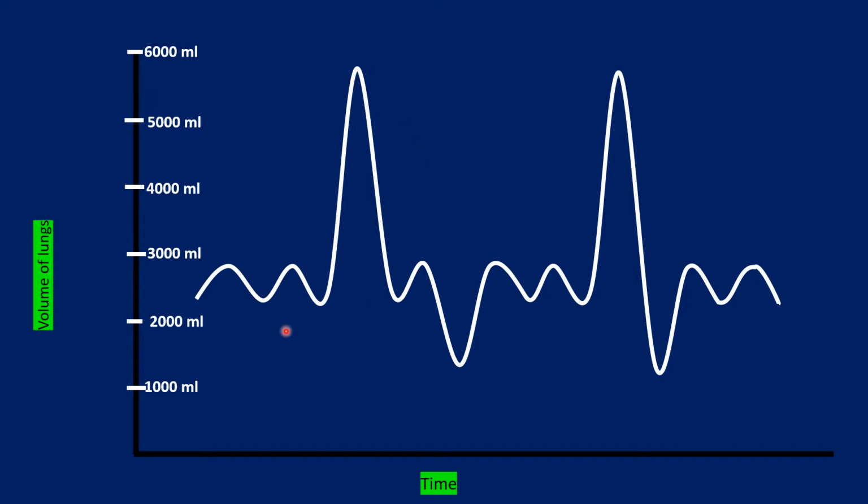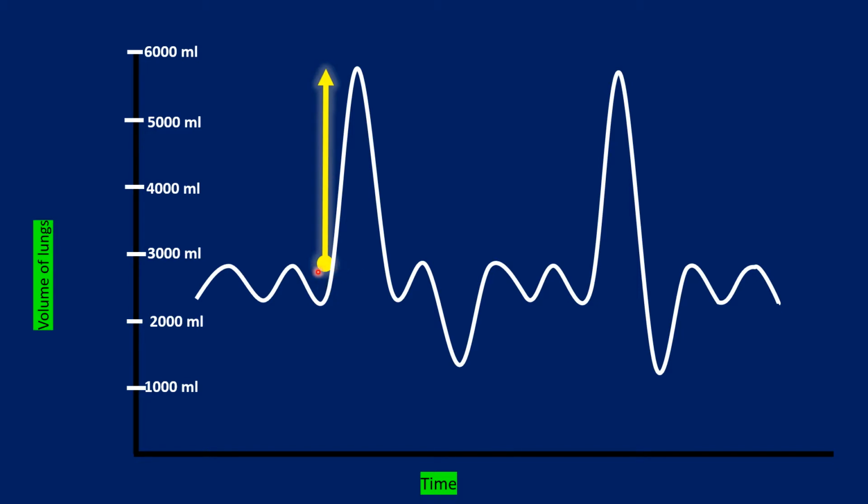Now we will learn about the different lung volumes. This lung volume is the tidal volume, and we define the tidal volume as the amount of air that enters or leaves the lung in each breath cycle. Now we'll see another lung volume.